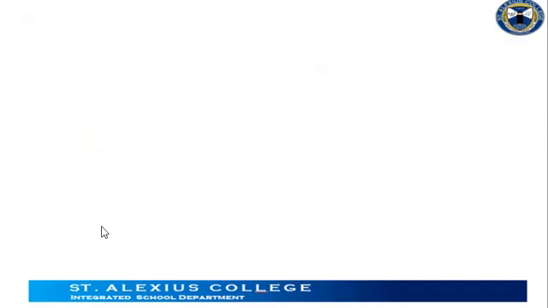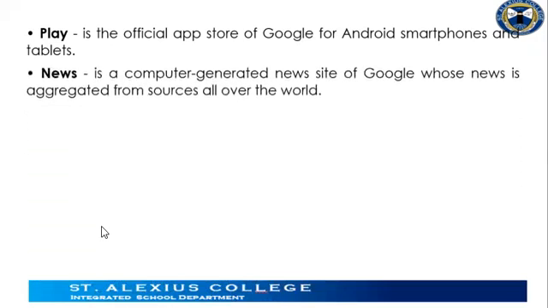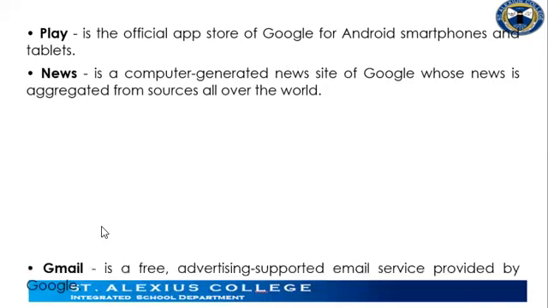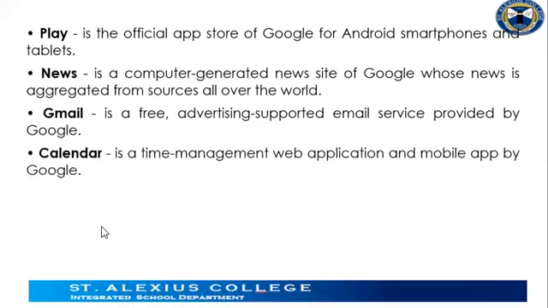Google offers other useful applications which can be accessed by clicking Google Apps. And what are those? First, we have Play. It is the official app store of Google for Android smartphones and tablets. We have News. It is a computer-generated news site of Google whose news is aggregated from sources all over the world. Next, of course, Gmail. It is a free advertising-supported email service provided by Google. What else? We have the Calendar. It is a time management web application and mobile app by Google.